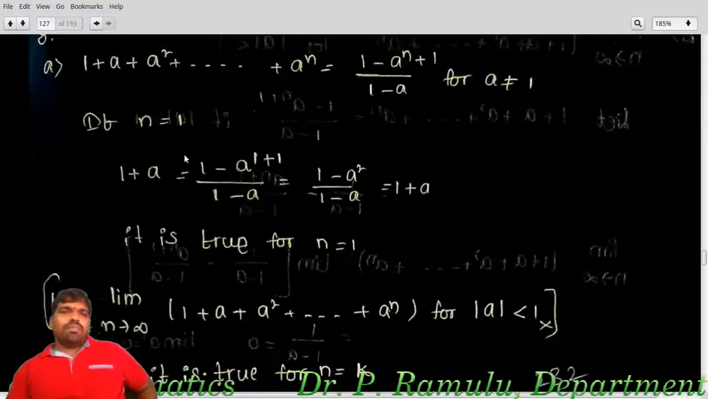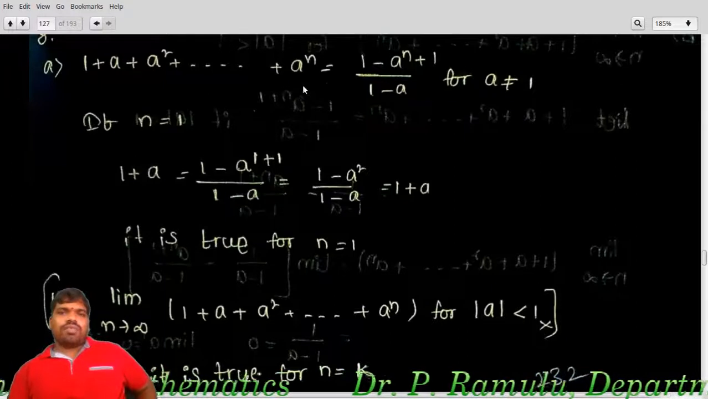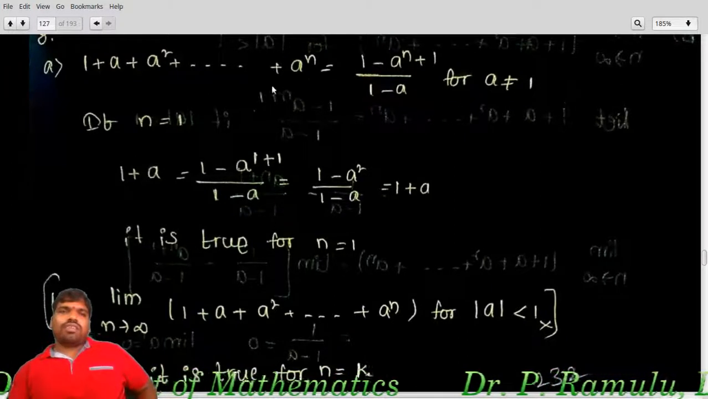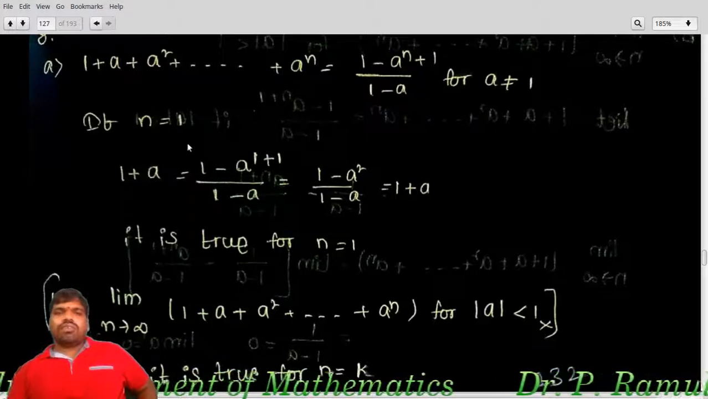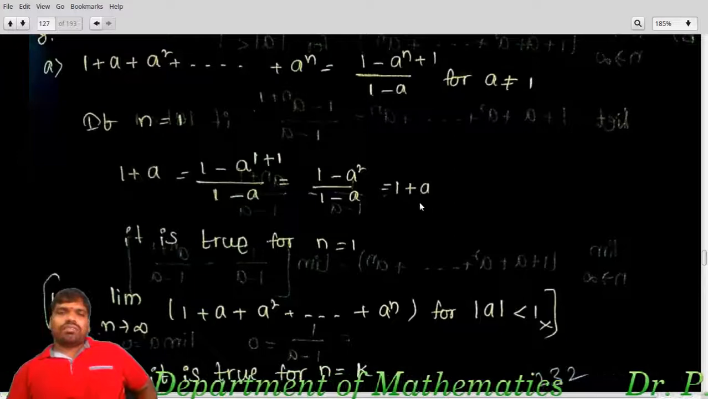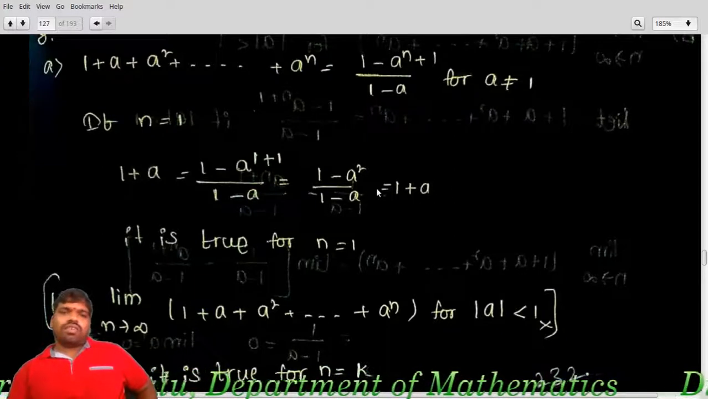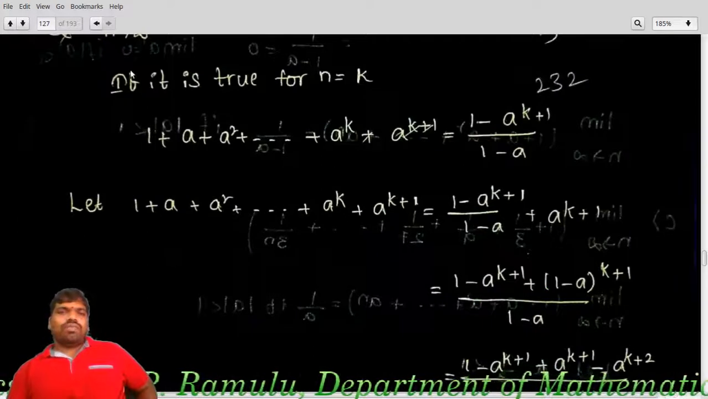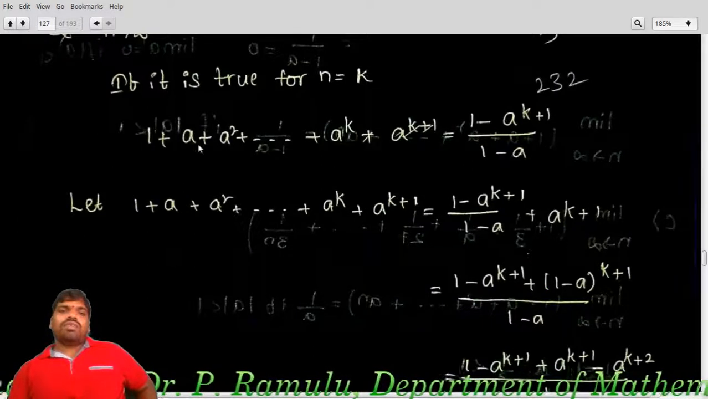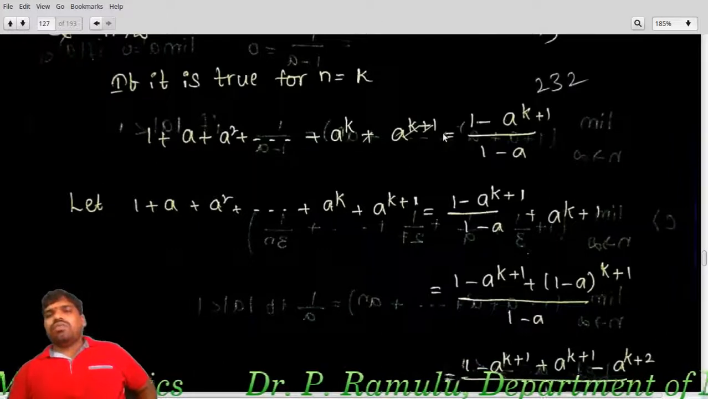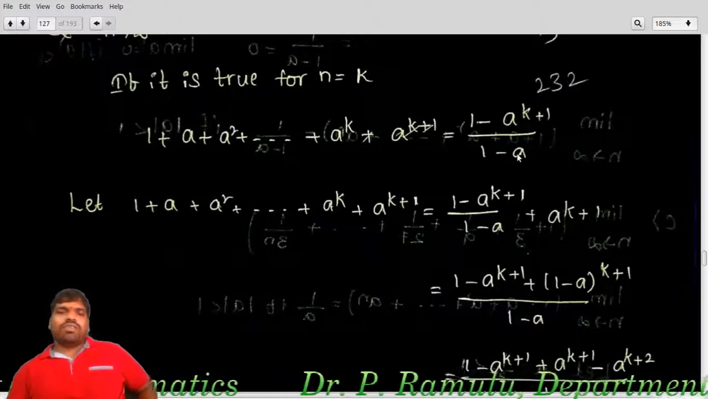Other thing: 1 plus a plus a square plus up to a power n equals (1 minus a power n plus 1) by (1 minus a), for a not equal to 1. If n equals 1, what happened? 1 plus a equals (1 minus a power 1 plus 1) by (1 minus a), both are the same. It is true for n equal to 1. If it is true for n equal to k, then what happened? 1 plus a plus up to a power k equals (1 minus a power k plus 1) by (1 minus a).